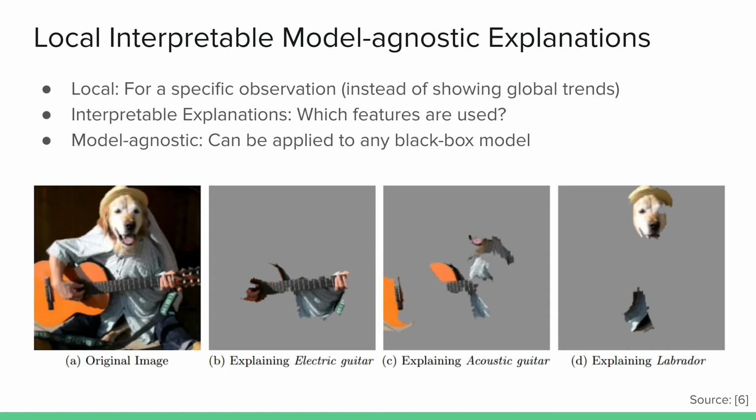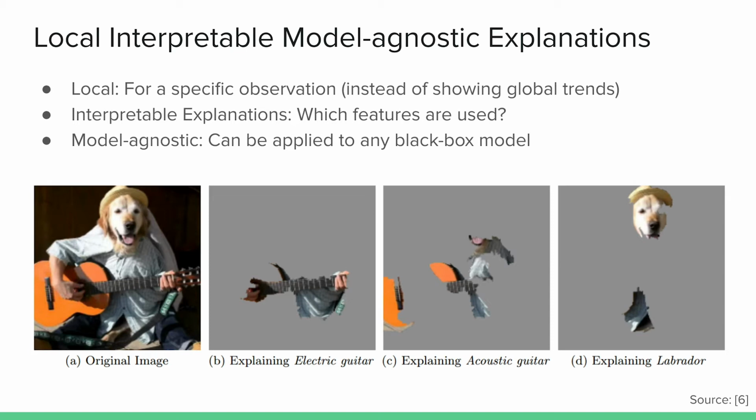LIME stands for Local Interpretable Model-Agnostic Explanations, and that means local: it's for a specific observation instead of showing global trends. So it's not the average precision, it's for one particular sample that we want to get some explanations. It's interpretable by trying to explain which features it used to come up with a certain output, and model agnostic in the sense that it can be applied to basically any black box model. It doesn't have to be a deep convolutional neural network. You can apply this to any black box model.